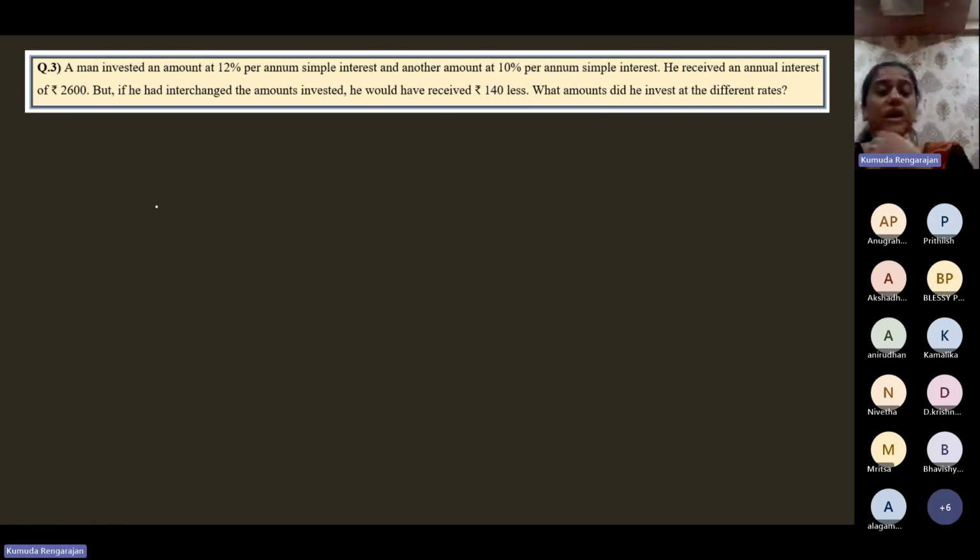A man invested an amount at 12% simple interest and another amount at 10% simple interest. So he has money and he's kept it in two parts. One part he's investing at 12% simple interest and another part, not two equal parts. So like say he has 50,000, maybe he's investing 40,000 at 12% and the remaining 10,000 at 10%, like that.